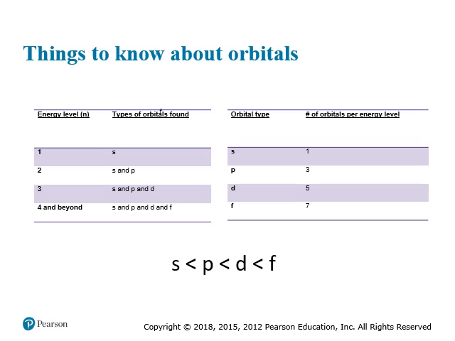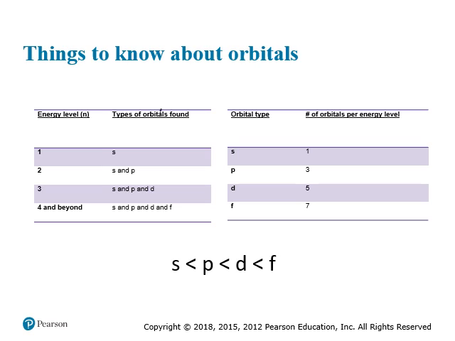Well, in each energy level, we find a different set of orbitals. In the first energy level, we only find one type of orbital, and that is the s orbital. In the second energy level, we find s and p orbitals. In the third energy level, we find 3 types, s's and p's and d's. And in the fourth energy level and beyond, that means the 4th, the 5th, the 6th, the 7th, then we find 4 types of orbitals, the s, the p, the d, and the f.